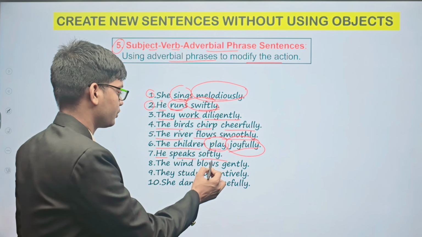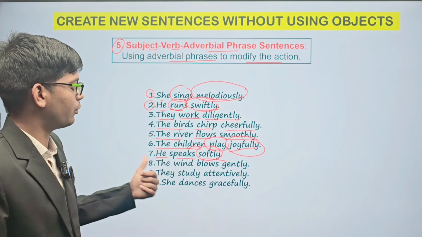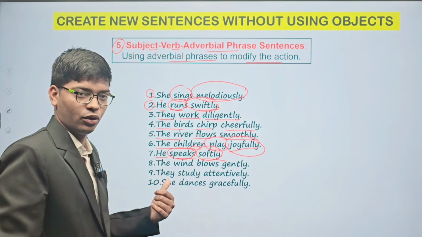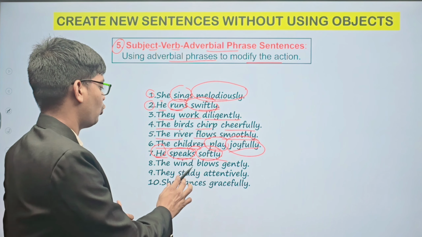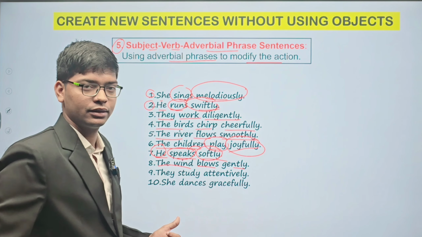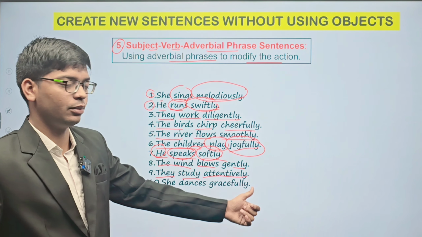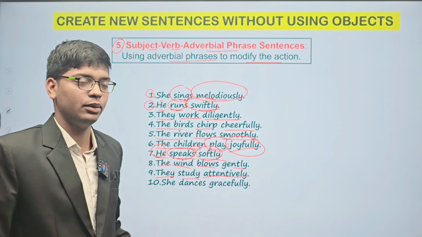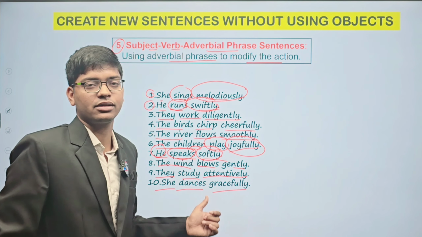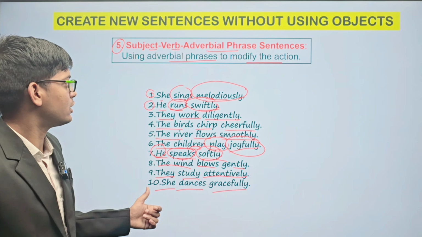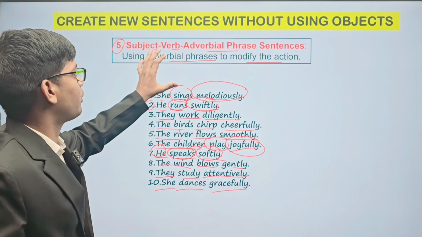This phrase is modifying the action speaks. He is a subject pronoun here. The wind blows gently. Next one, they study attentively. She dances gracefully. Okay guys, I hope you understand how to create new sentences using adverbial phrases.